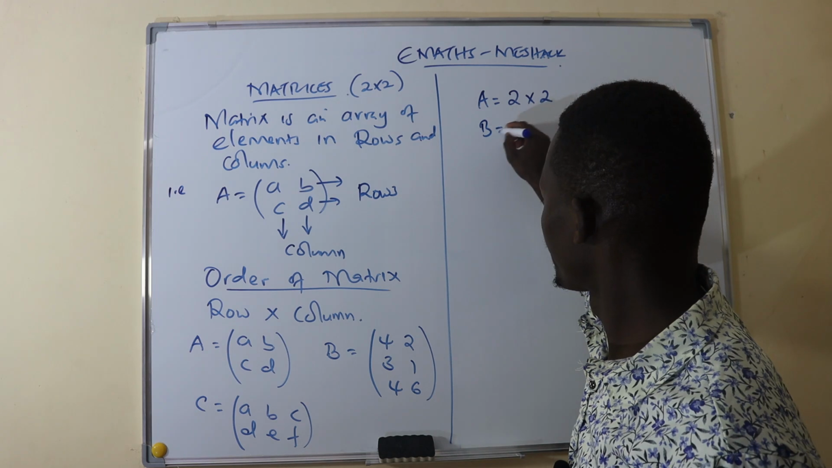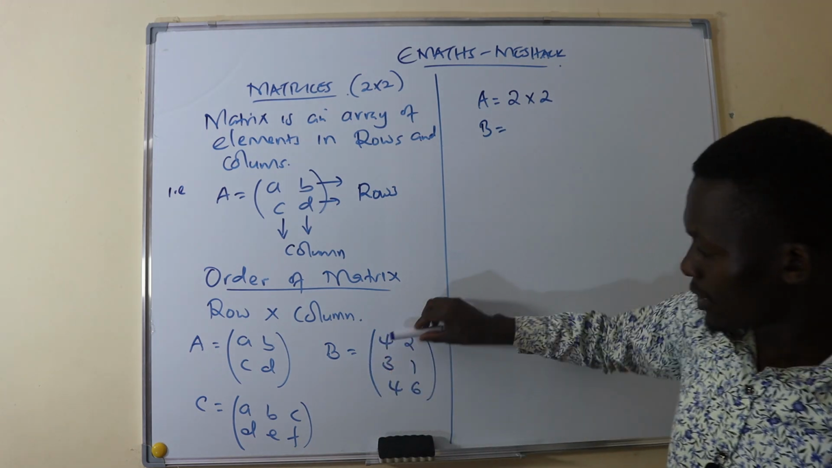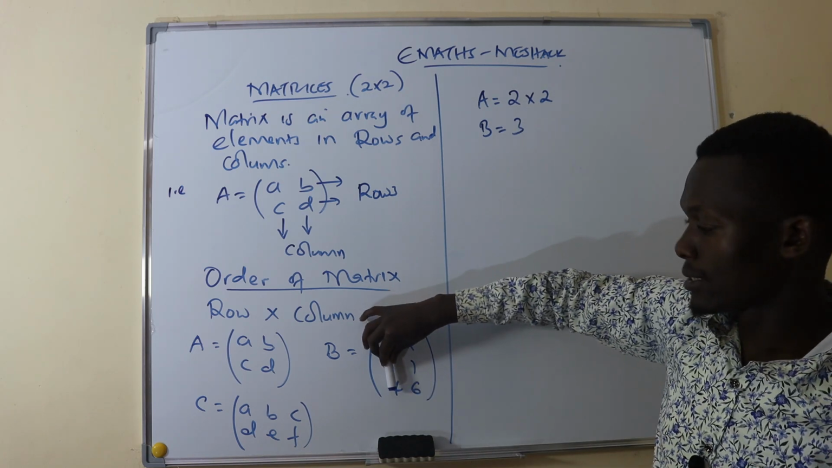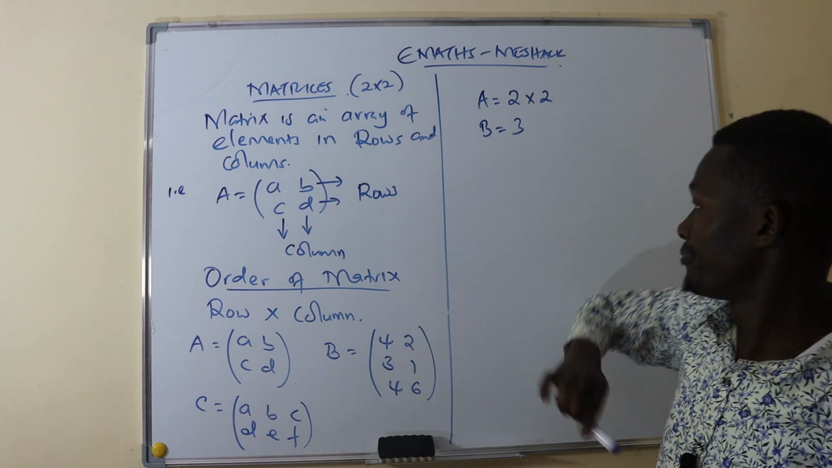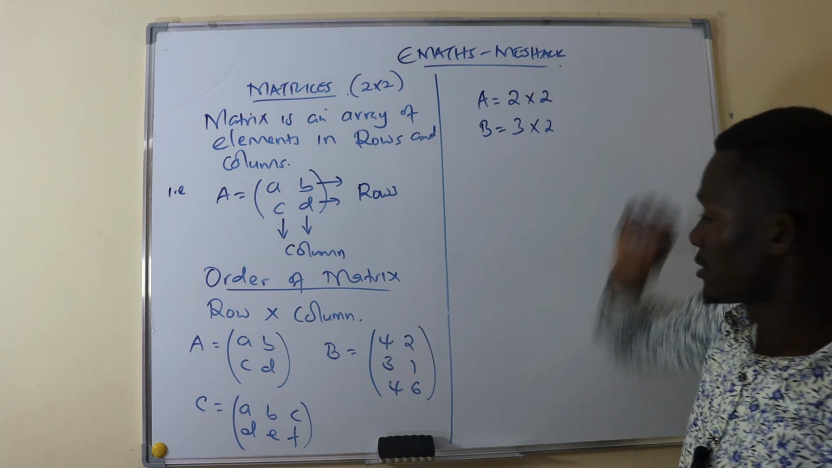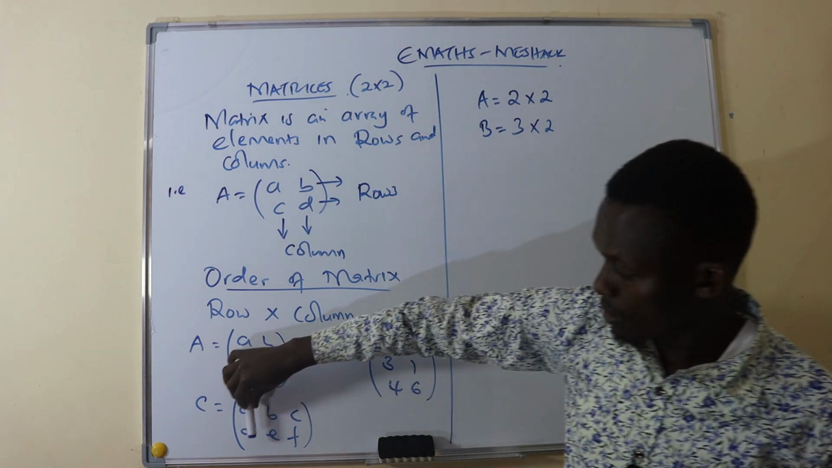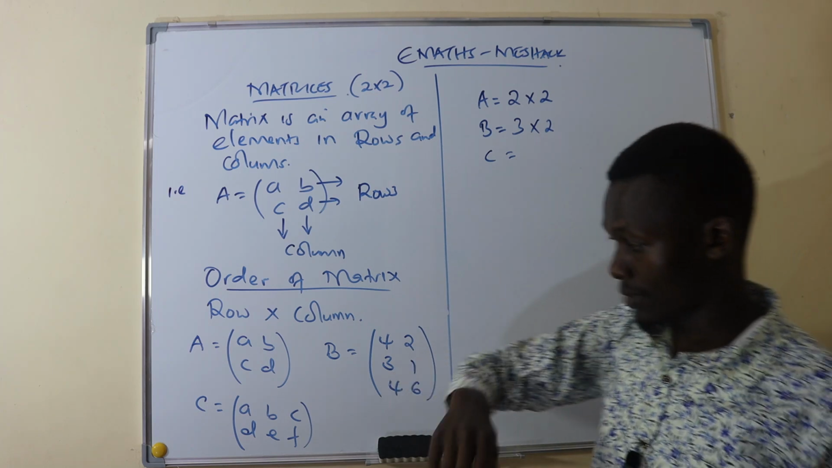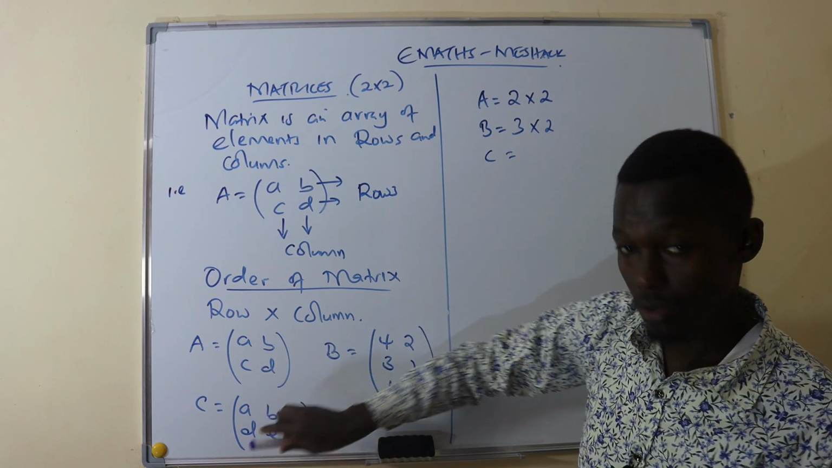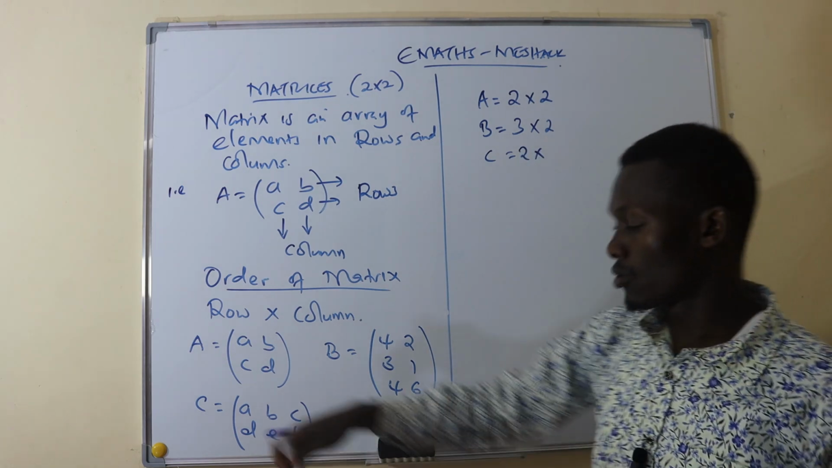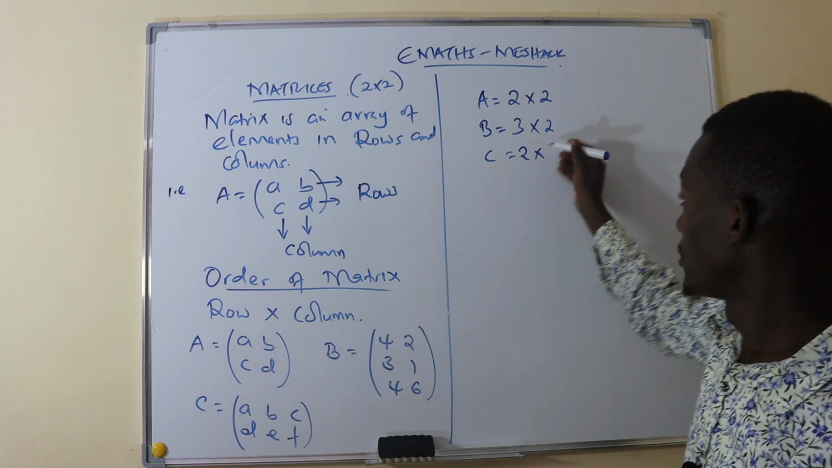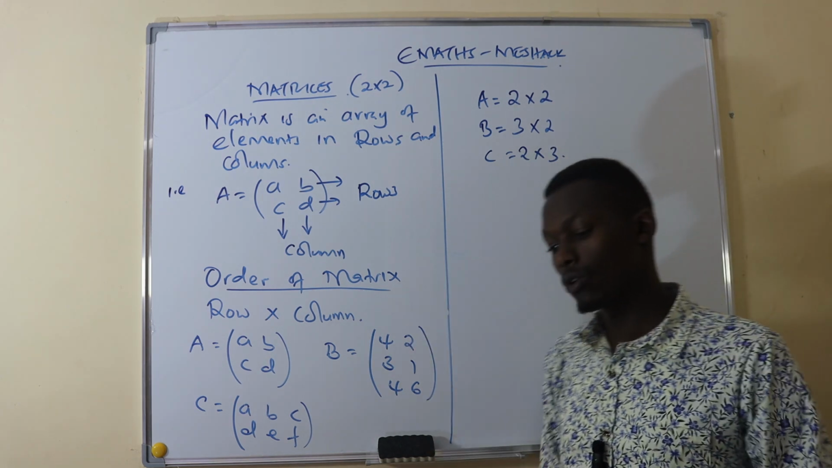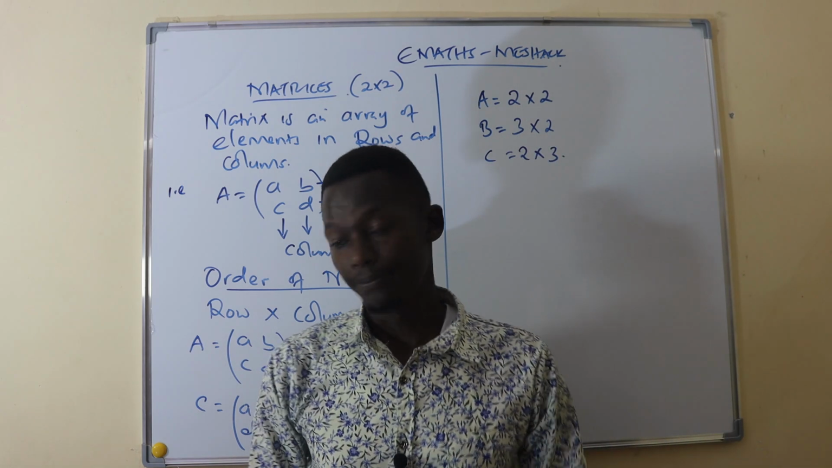Let's go to B. How many rows do we have? 1, 2, 3. So we have 3. How many columns? These are elements arranged vertically. 1, 2. So it is a 3 by 2 matrix. Then lastly we have C. We start with the rows: 1, 2. So it will be a 2 by, then you go to the columns, 1, 2, 3. So it is a 2 by 3 matrix. That's how naming of matrices happens.